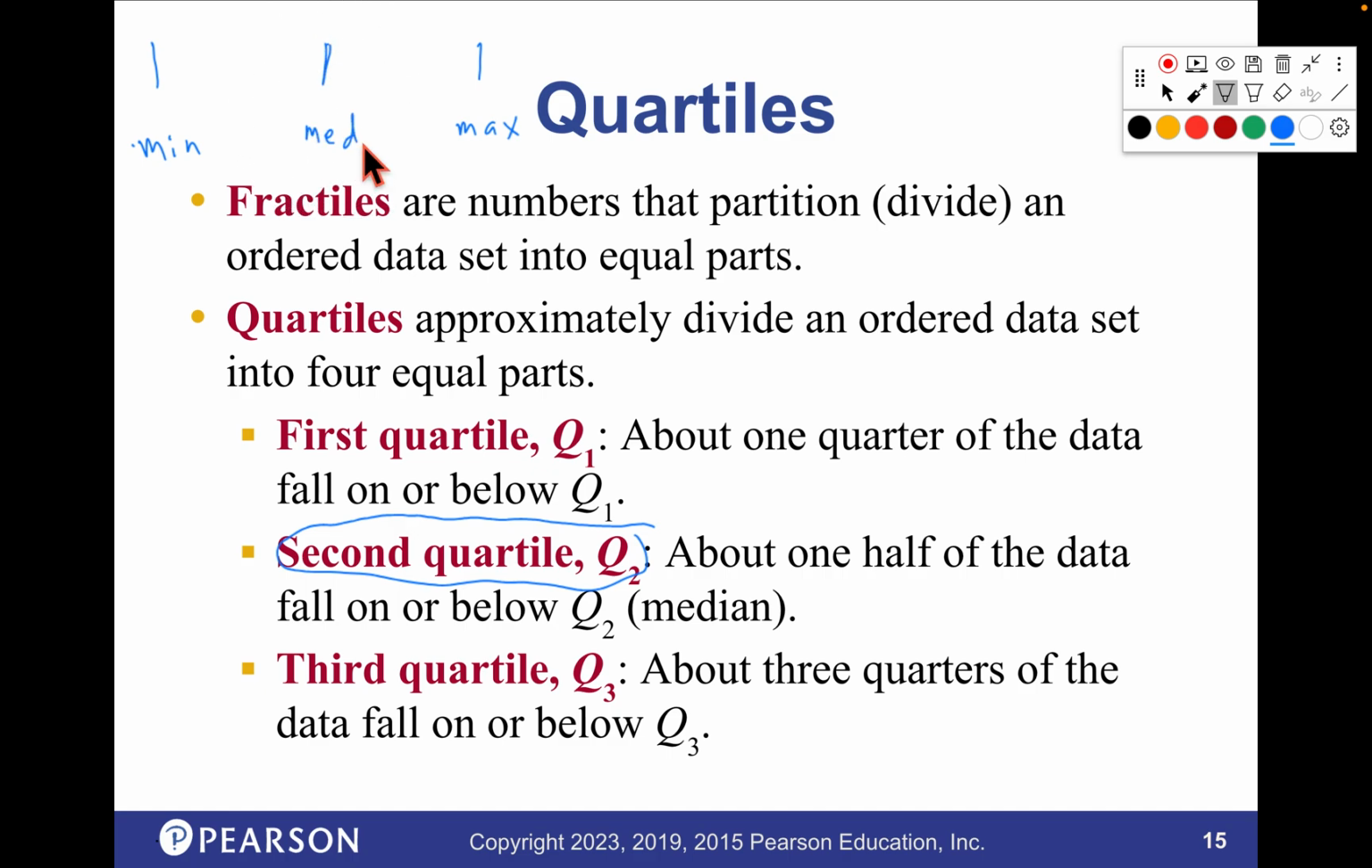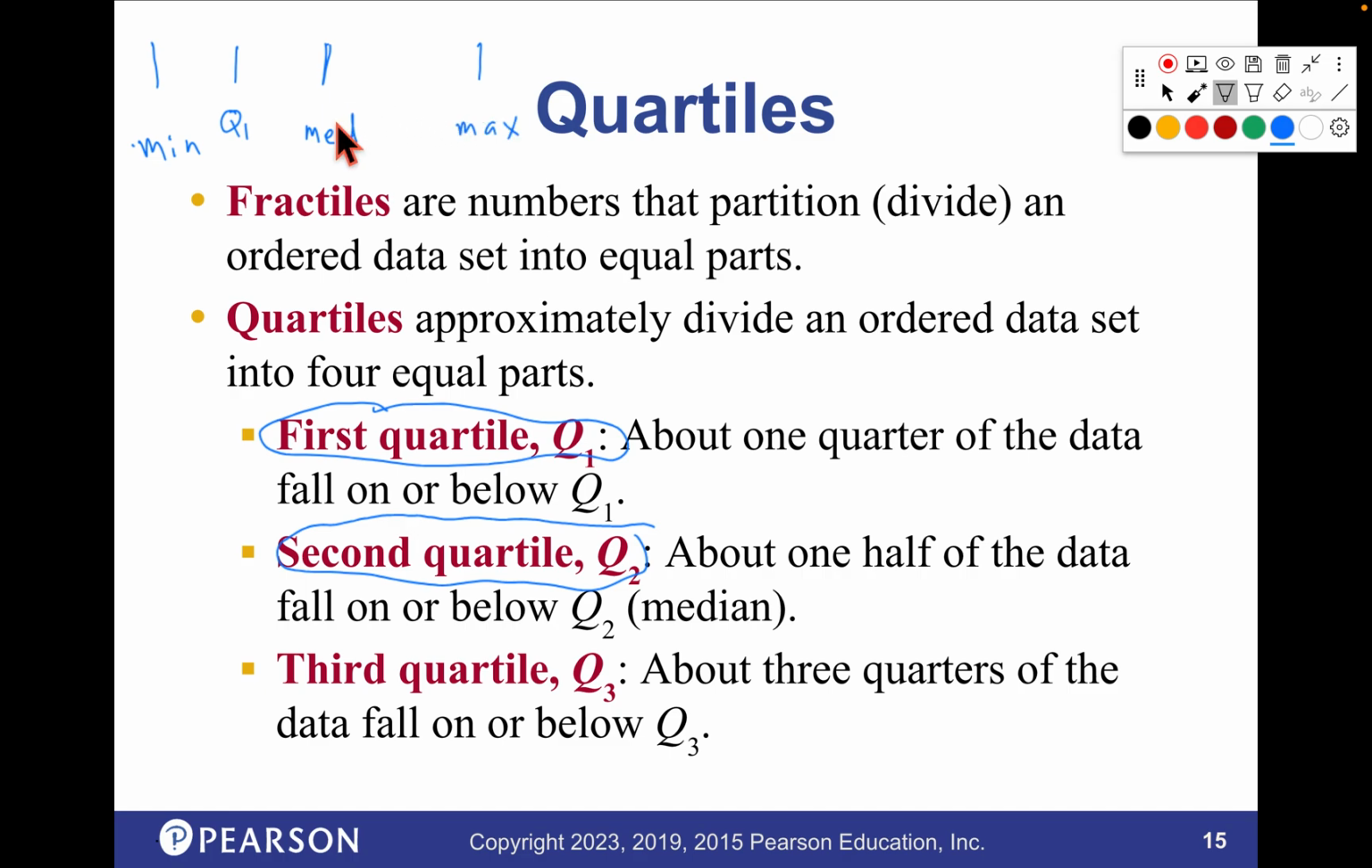And then all we're going to add into this is two, sort of think of them as two more medians. We're going to call them quartiles because you're going to take this bottom half of the data, from the smallest piece to the median, and cut that in half. And we're going to call that the first quartile. Okay, so that's this one here.